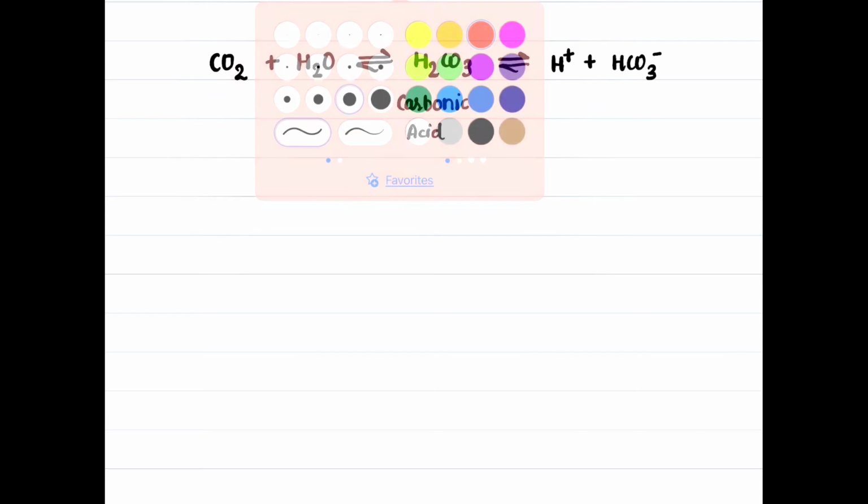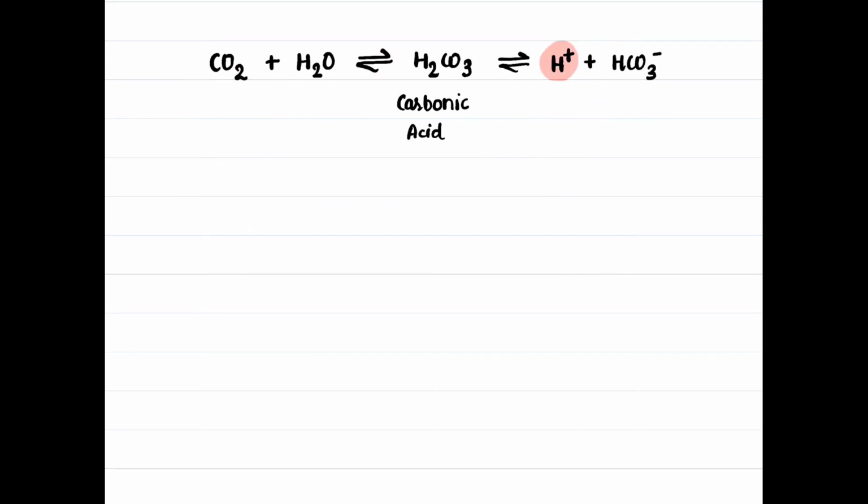Now, before going further, we should know this equation: carbon dioxide binds with water to form carbonic acid, and carbonic acid dissociates into its ionic forms, which are hydrogen and bicarbonate. pH is related to H plus ions. It is also related to carbon dioxide and bicarbonate ions.